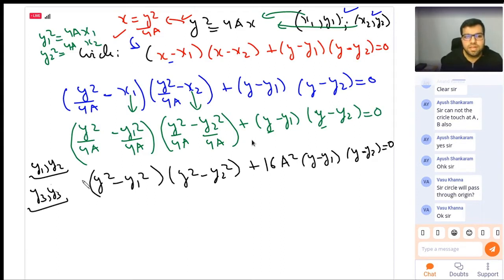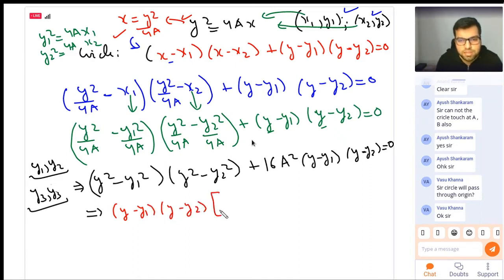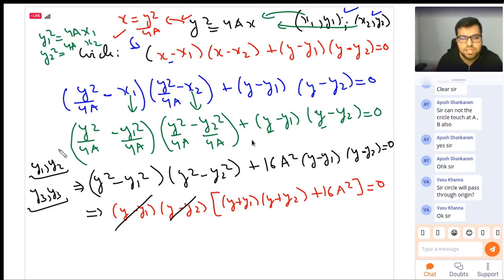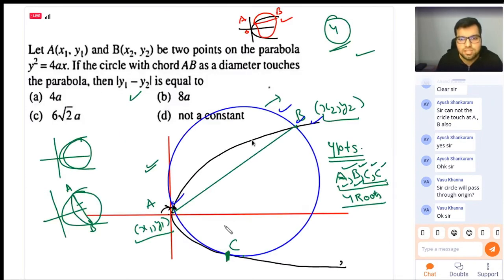Okay, what next can you do? Just take this common, y minus y1, y minus y2. I took common. This became (y plus y1)(y plus y2) plus 16a square equals 0. So this is good because two roots we are already getting. So y equals y1, y equals y2. These were the two roots that were expected, and the other root is y3, y3. So I'm just assuming that this point is x3, y3, point C.